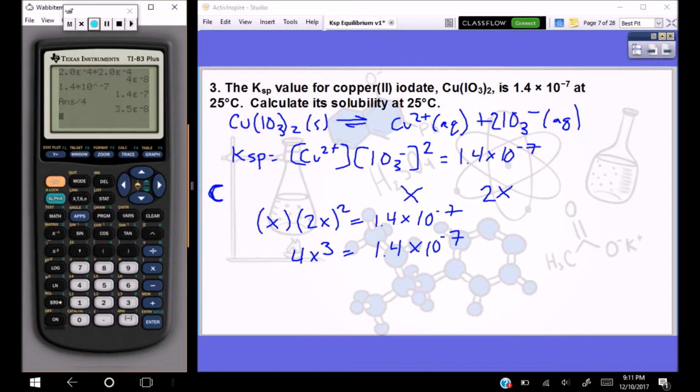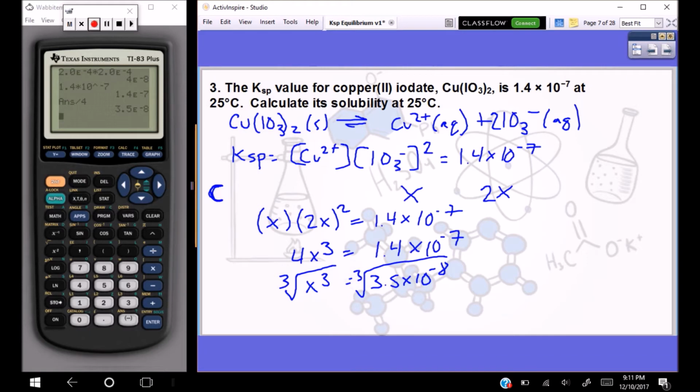Divided by 4. And that means 3.5 times 10 to the negative 8th is equal to x cubed. We've got a cubed root in here, so to solve for x, we need to do a cubed root. Now, real quick, there's two ways you can do this. If it's a cubed root, if you go to math and then number 4, they actually have that cube root button for you, which is great.